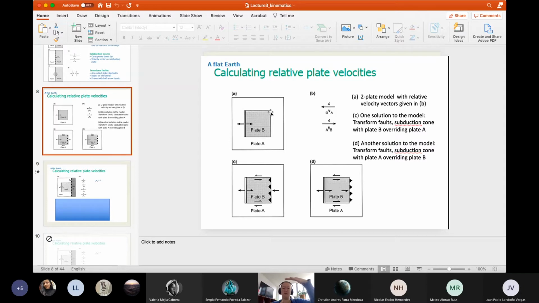And I also know that these have to be transform faults because this plate is moving this way with respect to A, which creates a transform fault. So just by knowing one type of plate boundary, sometimes you can figure out the other one. Okay. ¿Eso hasta ahora está claro?